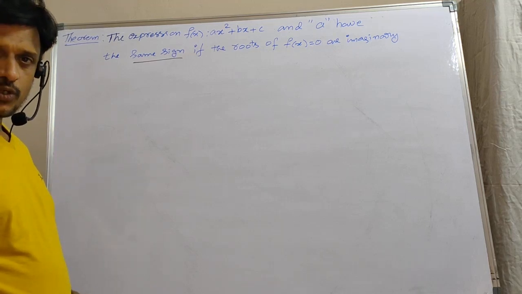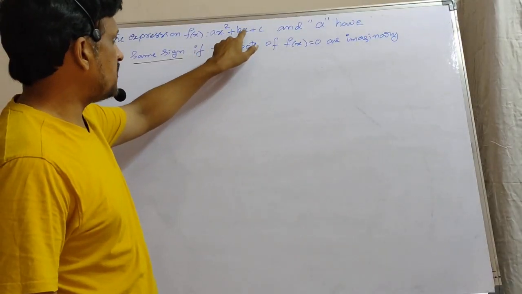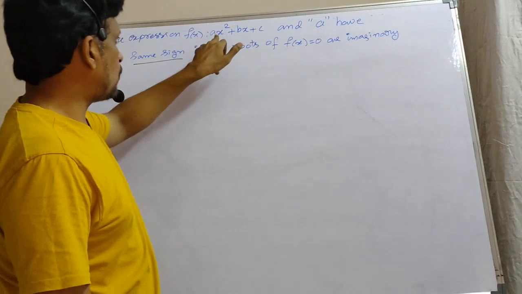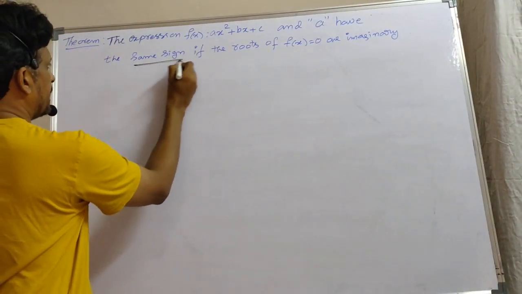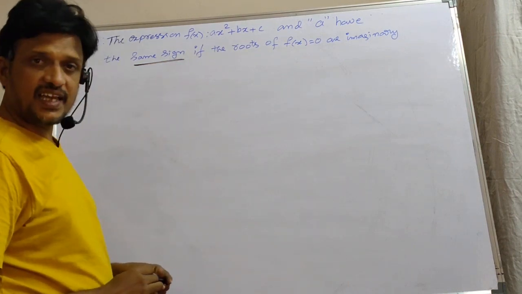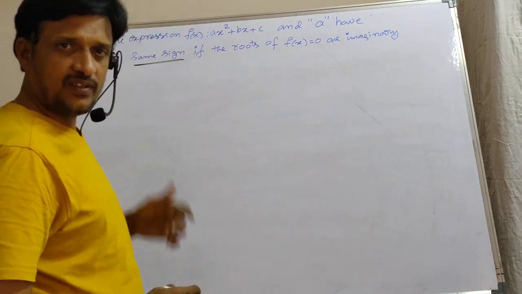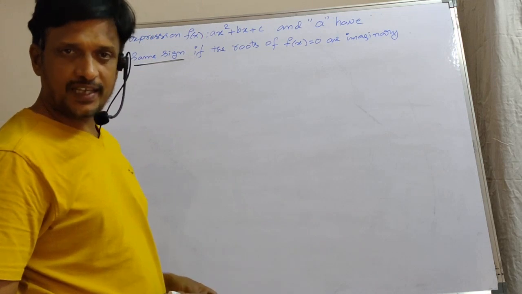So this is the theorem from quadratic expressions. Here the expression ax square plus bx plus c is denoted by f of x, and a means the coefficient of x square. These two have the same sign, means the expression f of x and a have the same sign. If a is positive then the expression is always positive. If a is negative then the expression f of x is also negative.